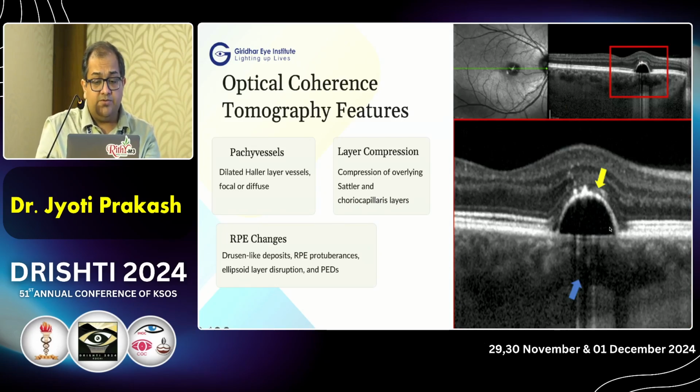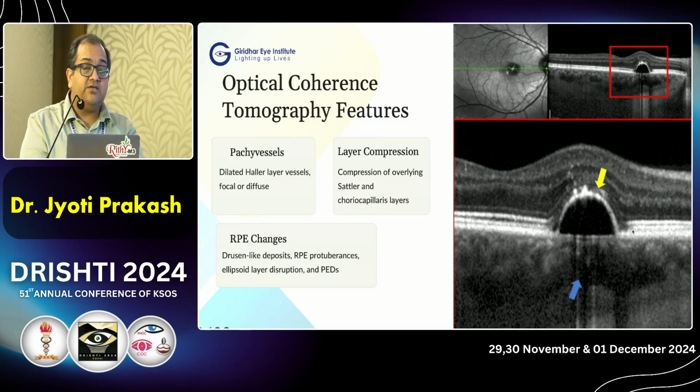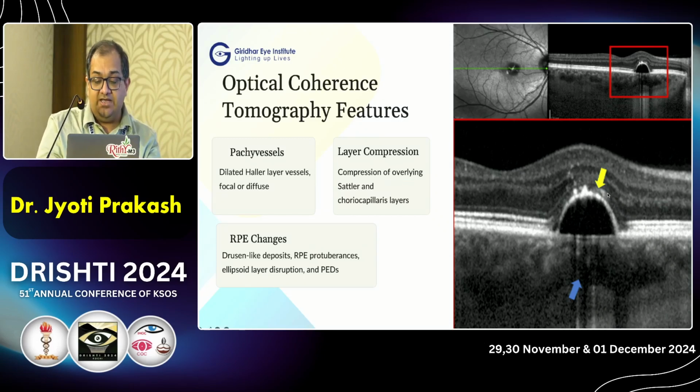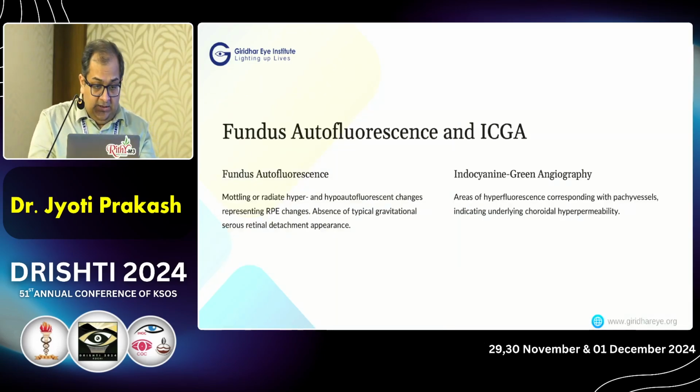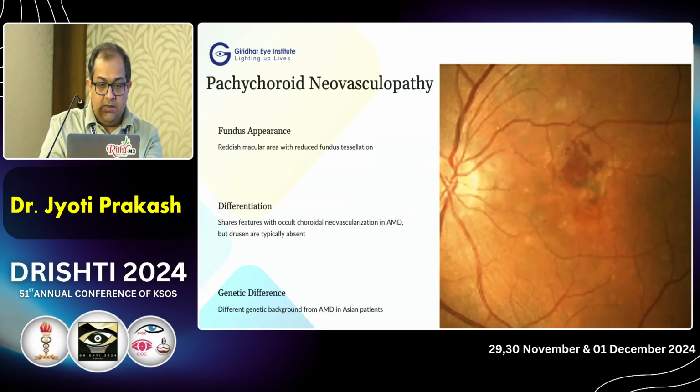There may also be a presence of a serous PED, along with the dilated choroidal vessels, and mind you, here again we do not see any serous macular detachment. Fundus autofluorescence and ICGA are the investigative modalities of choice which help to delineate the disease and differentiate it from the other sinister variants of the same.